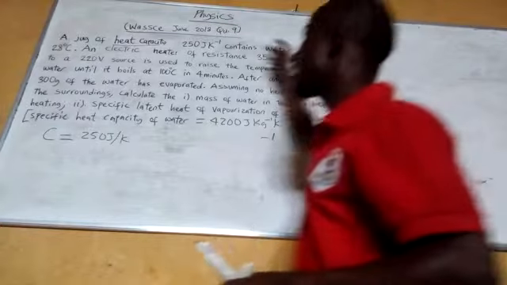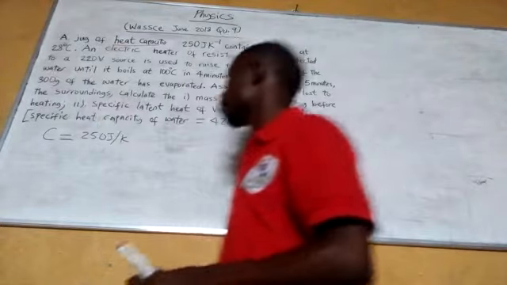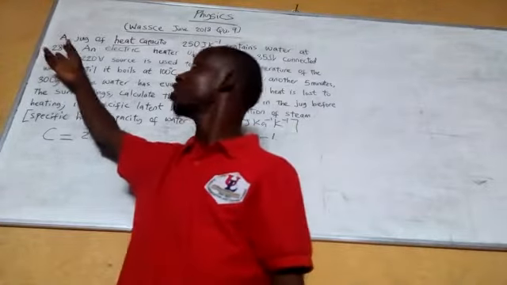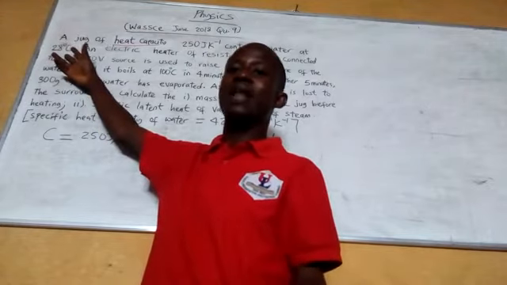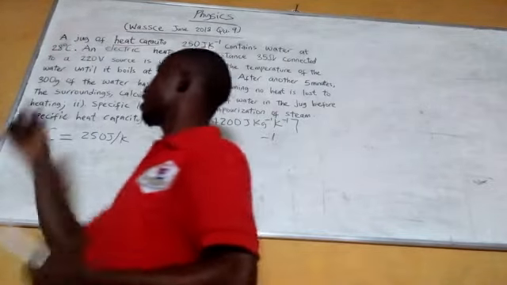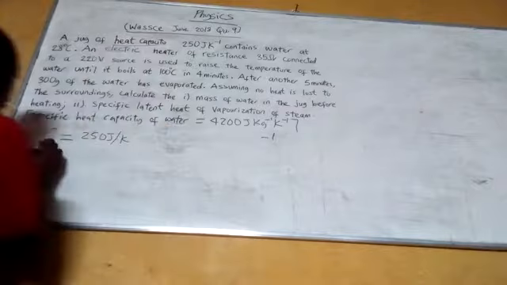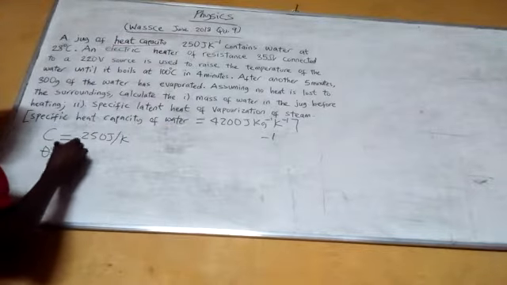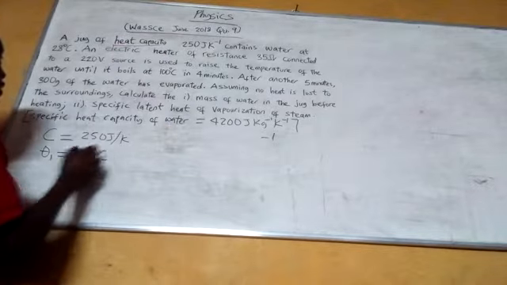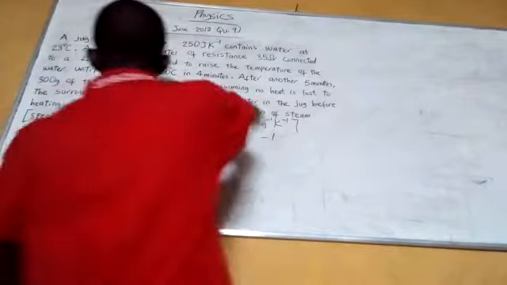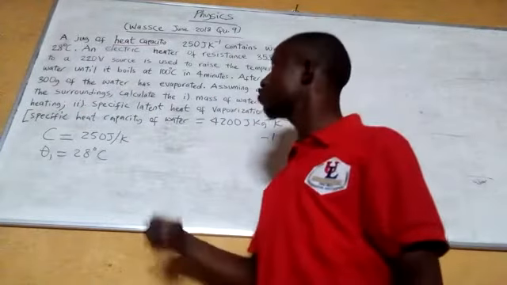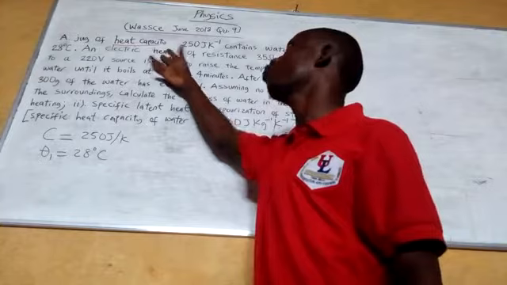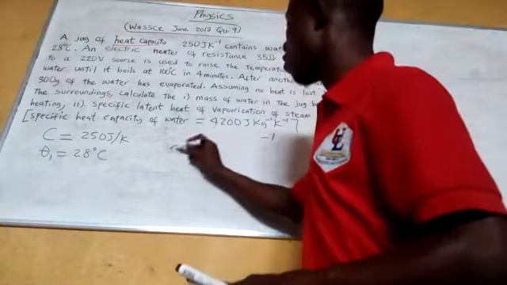Contains water at 28 degrees Celsius. So this is the initial temperature. The initial temperature is represented or denoted by theta. So since this is the first temperature, we say theta 1 is equal to 28 degrees Celsius. And an electric heater. Because an electric heater has been introduced in this problem, we have to look at Joule's law.